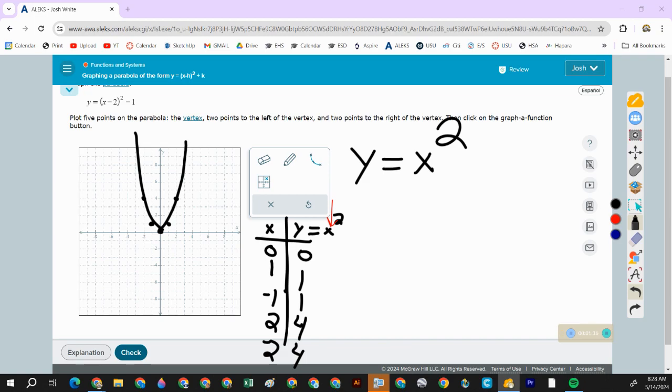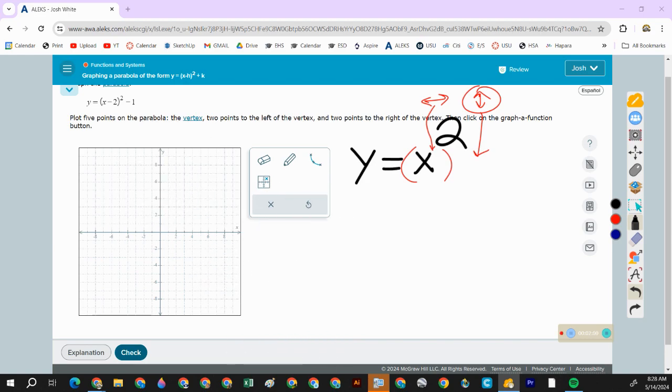Okay. But what if I want to move the parabola left and right or up and down? Well, to move the parabola left and right, I'm going to add a number to the x. And to move the parabola up and down, I'm going to add a number outside the x squared. Okay. So this says I'm going to change the x by 2, and I'm going to change the y by 1. However, the transformations on the x-axis always work in the opposite direction from what you would expect.